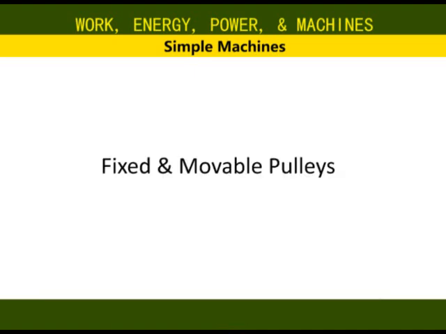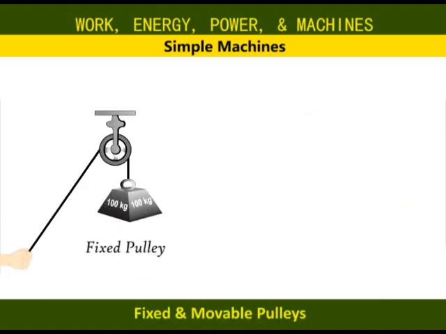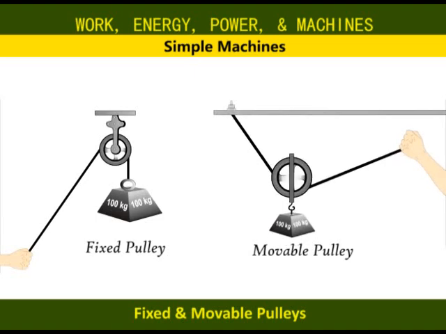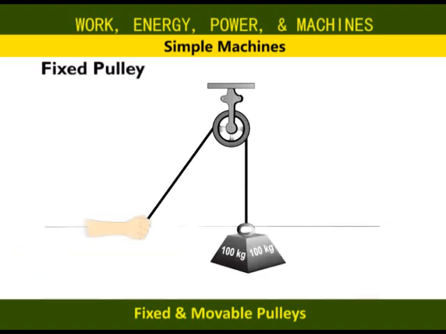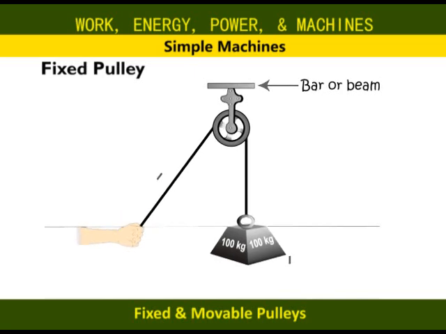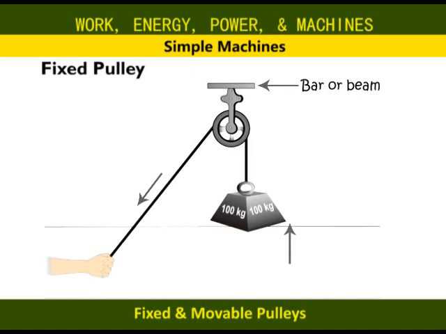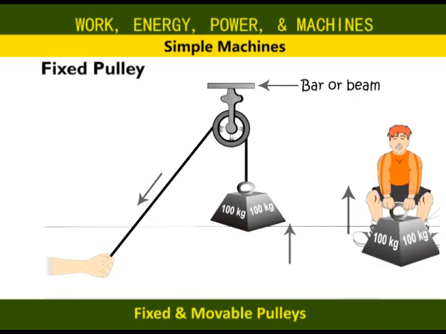Pulleys are of two types. They can be fixed pulleys or movable pulleys. Fixed pulleys are those with a pulley tied to a bar or beam, and the pulley doesn't move at all when the rope is pulled. It just changes the direction of the force and there is no multiplication of force. It is easier to apply a force downwards than applying it upwards.